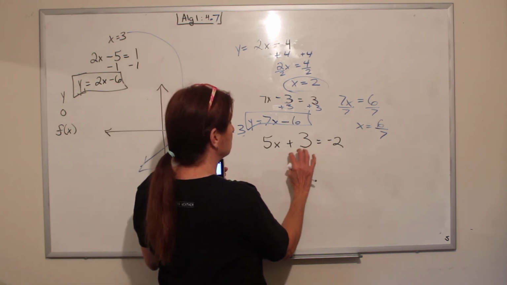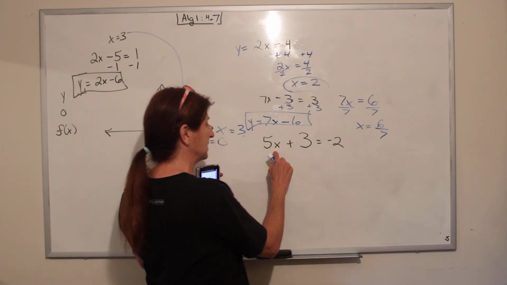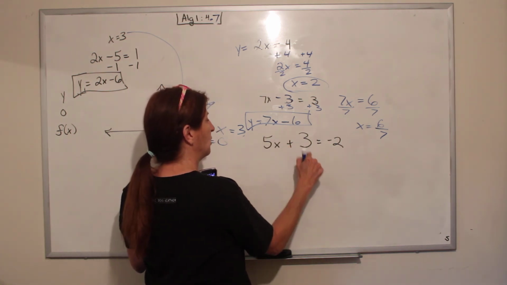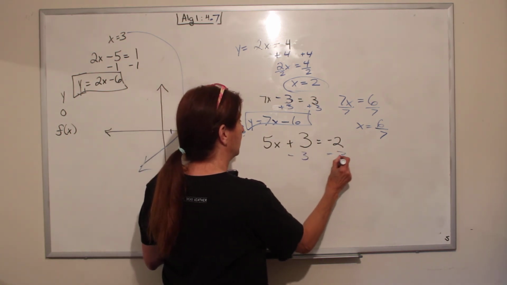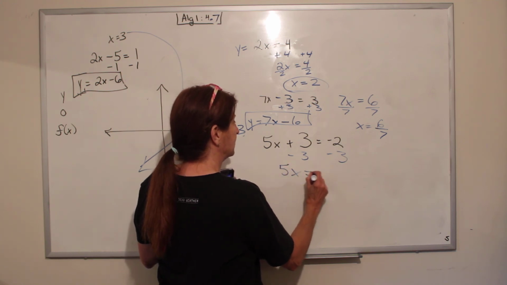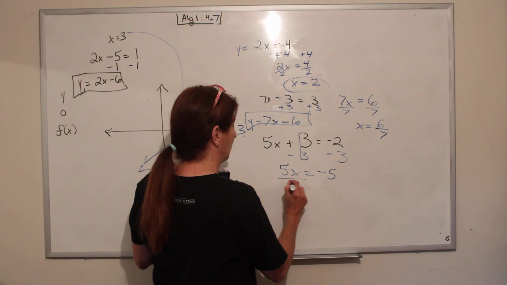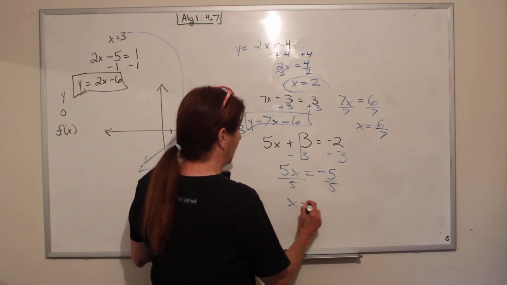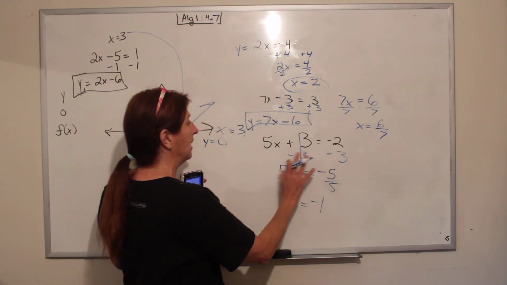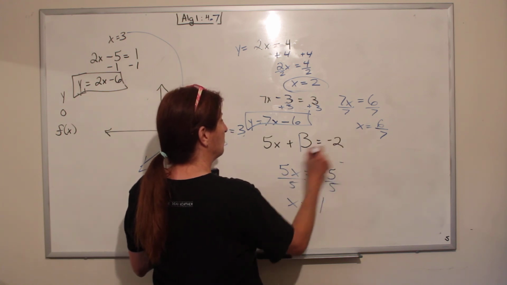Okay, let's do this one. First, we will solve for x. So why is x not alone? It's got a plus 3 and a 5. We do the 3 first. Minus 3, minus 3. 5x, those mark out, equals -5, divided by 5, divided by 5. X equals -1.